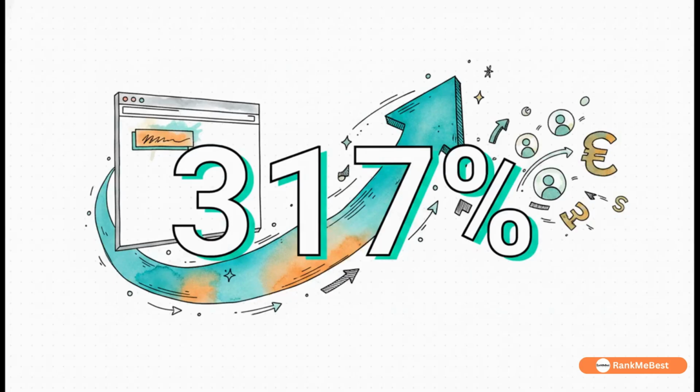And if you need some hard data to convince you, this is just staggering. One study found that CTAs placed above the fold, that just means you can see it without scrolling, perform 317% better. Let that sink in. Just by moving a button, you could triple your results. It's a number that's just too big to ignore.